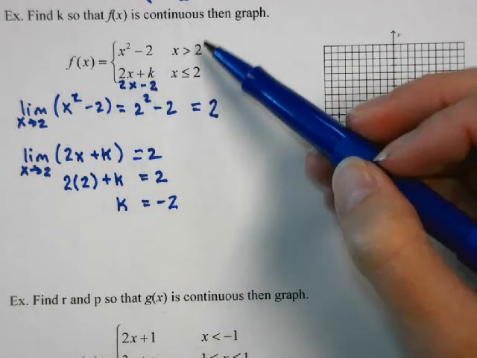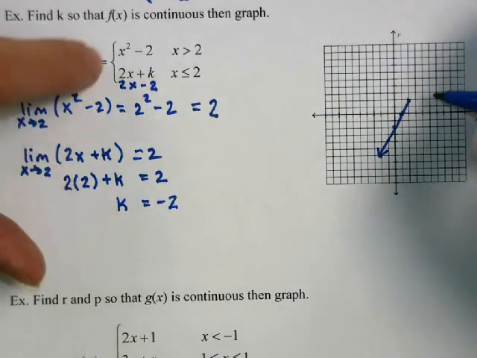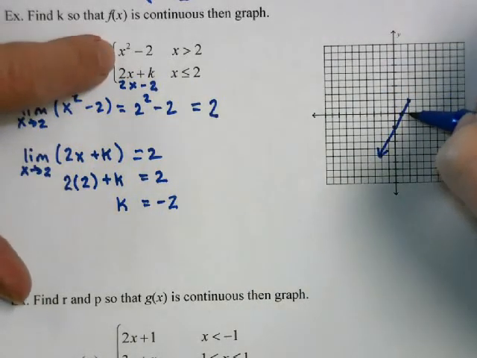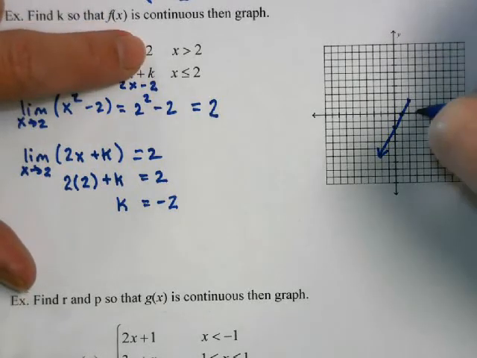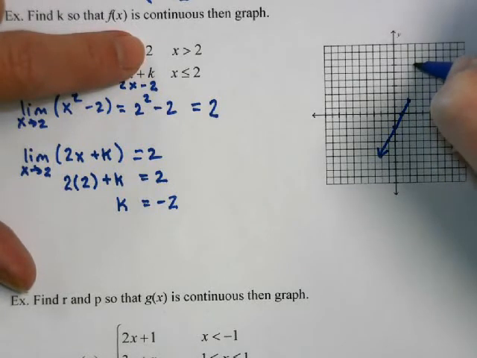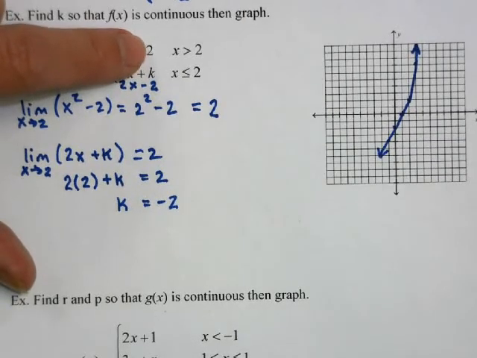When it's greater than 2, it's the parabola. So when I plug in 2, we get 2 here. When I plug in 3, we get 9 minus 2. So at 3, we're at 7. 1, 2, 3, 4, 5, 6, 7. And then it's just going to continue up from there.